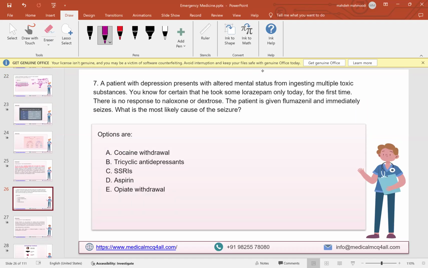Patient with depression presents with altered mental status from ingesting multiple toxic substances. You know for certain that he took some lorazepam only today, for the first time. There is no response to naloxone or dextrose. The patient is given flumazenil and immediately starts seizing. What is the most likely cause of the seizure? Cocaine withdrawal, tricyclic antidepressants, SSRIs, aspirin, or opioid withdrawal? Tricyclic antidepressant.